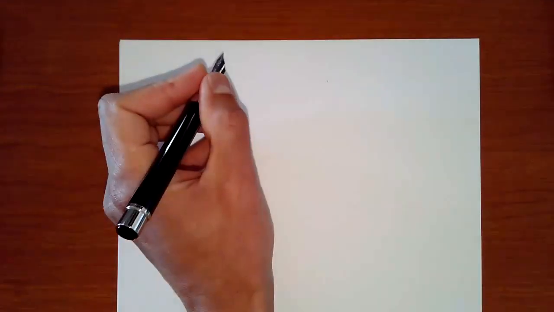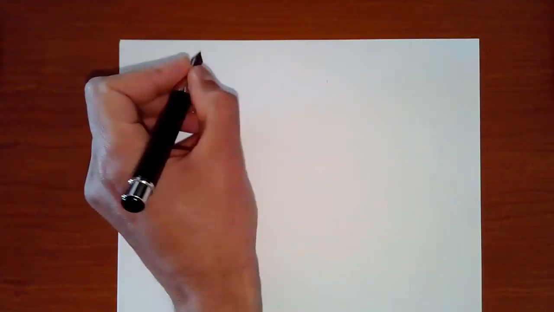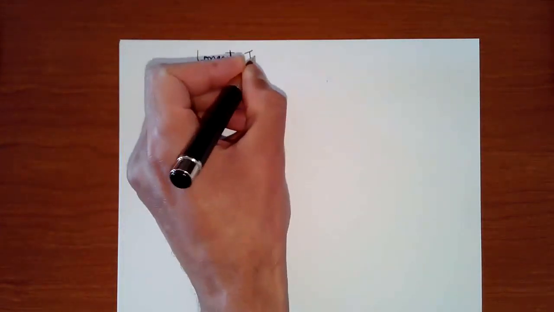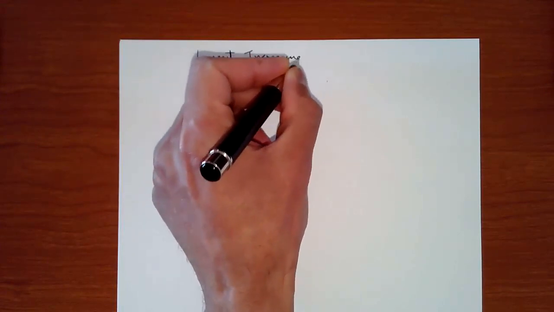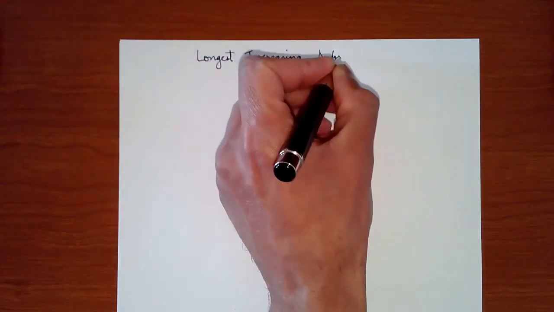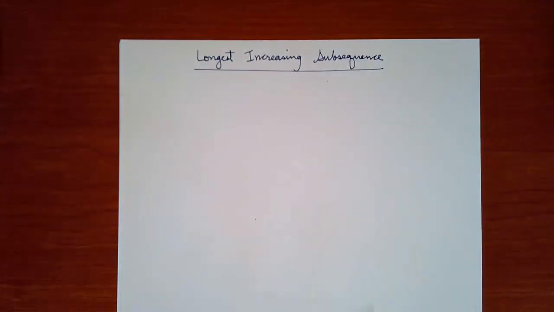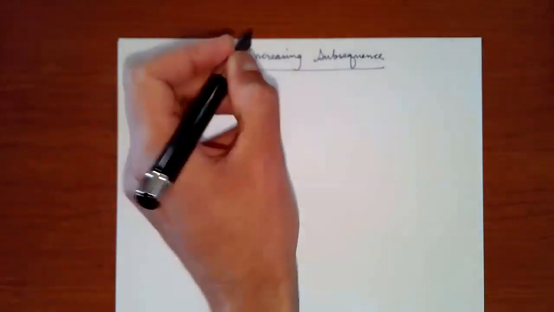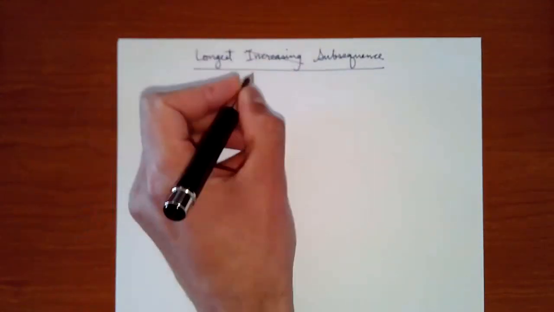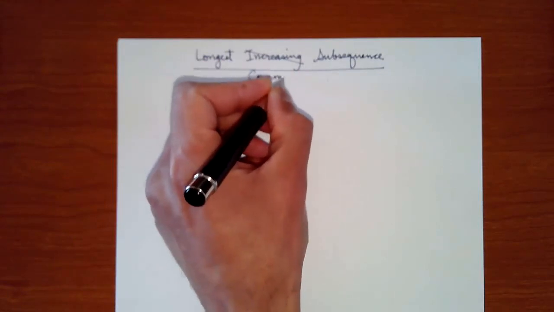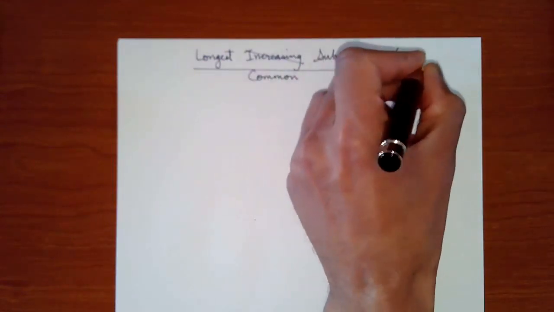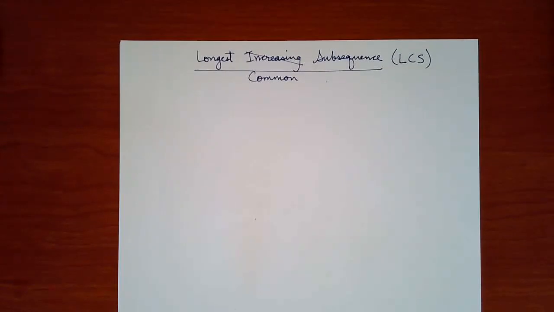And so what we'll do today is another very important problem solved by dynamic programming called longest common subsequence, which is called the LCS. Longest increasing subsequence, LIS, is also a well-known problem, which is a special case, but LCS is the longest common subsequence.